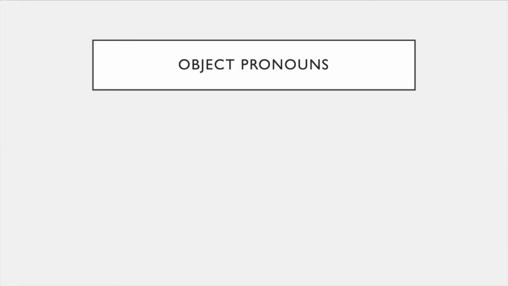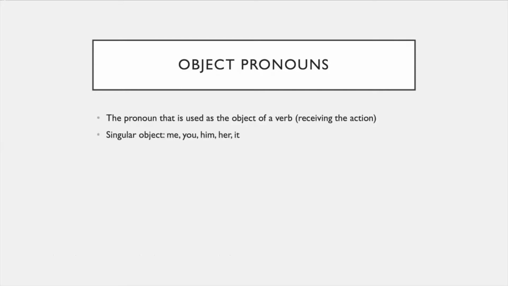Okay, and now moving on to object pronouns. What is an object pronoun? An object pronoun is the pronoun that is used as the object of a verb. In other words, it's the pronoun that's receiving the action. So singular object pronouns include me, you, him, her, it, and plural object pronouns include us, you, them.